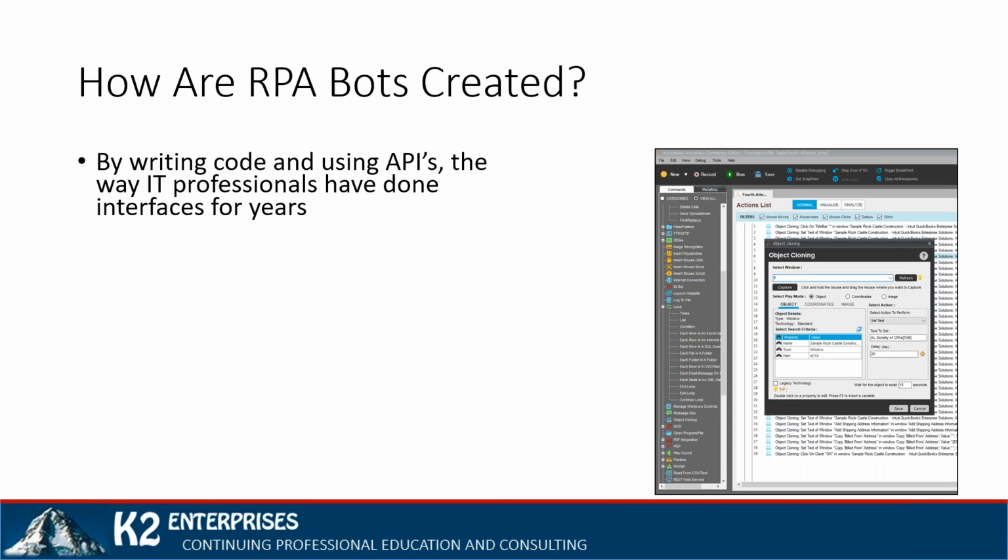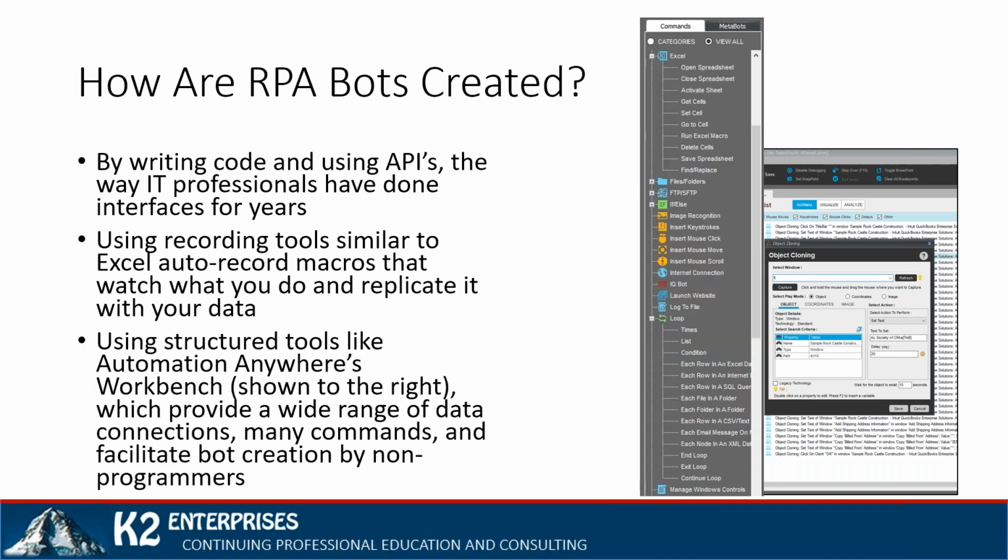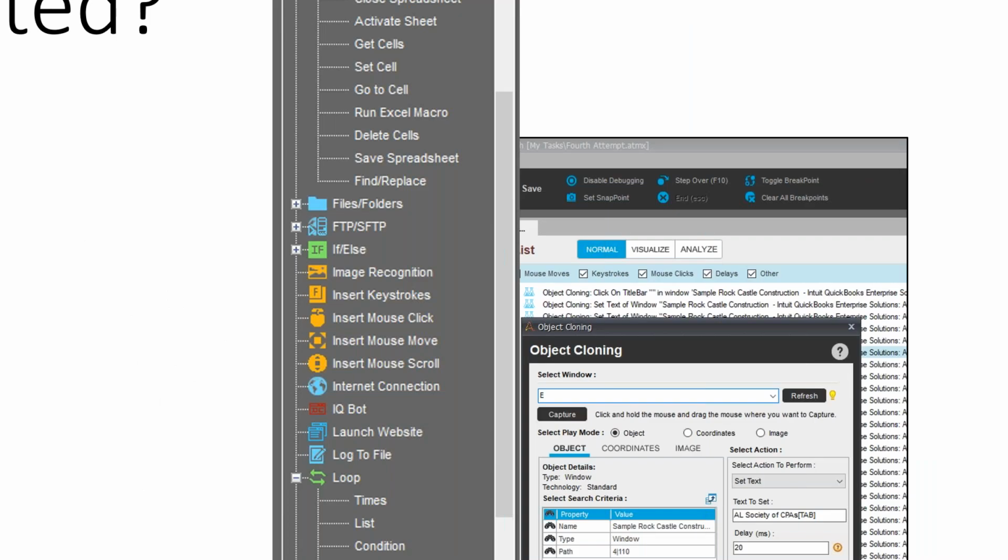That's the first way. People have done that for years. You could use recording tools, kind of like the Excel auto record macros, or you can use structured tools like this one you see to the right. This is Automation Anywhere's workbench. It provides access to a wide range of different connections. So if you look at this, notice we have files and folders. We can use FTP, we can use if statements and do image recognition.